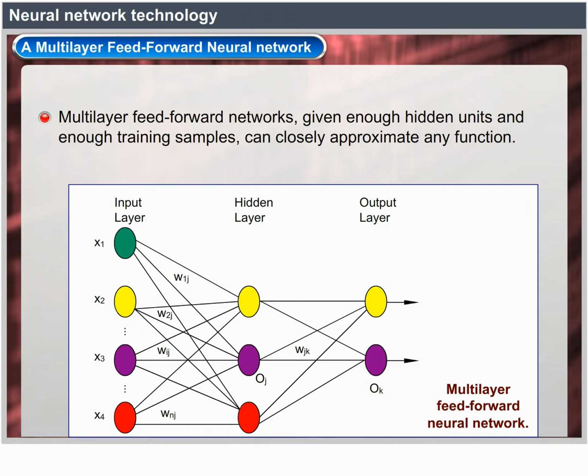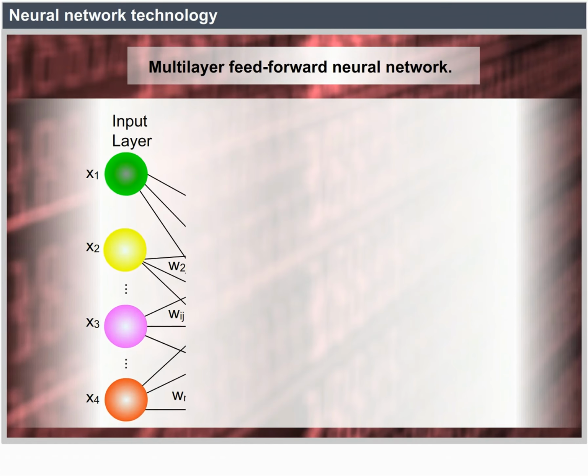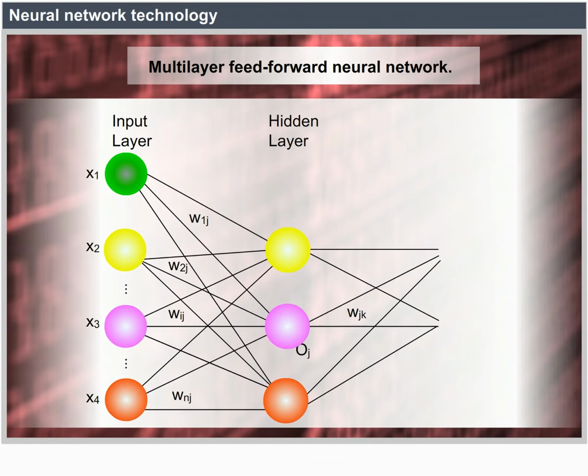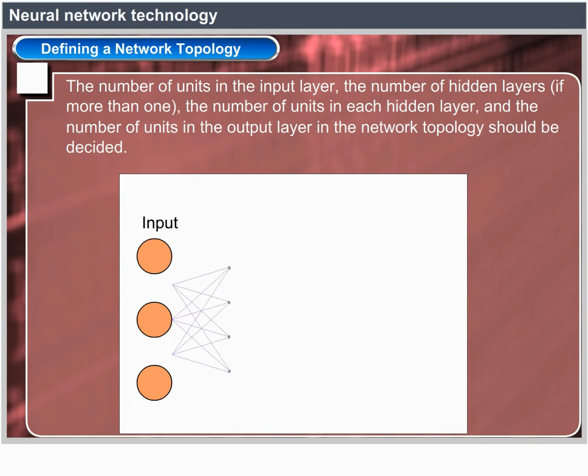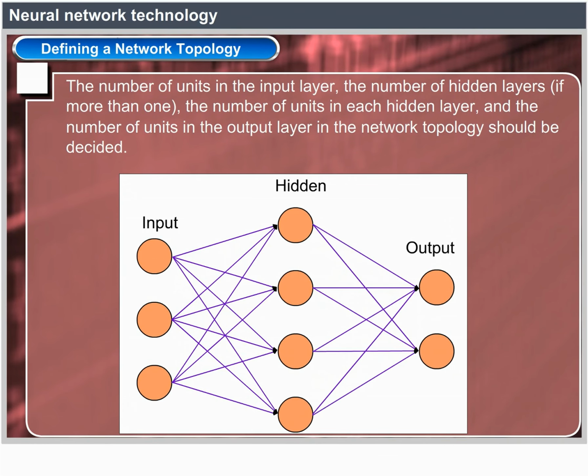Figure shows a multilayer feed-forward neural network. Defining a network topology. The number of units in the input layer, the number of hidden layers, if more than one, the number of units in each hidden layer, and the number of units in the output layer in the network topology should be decided.